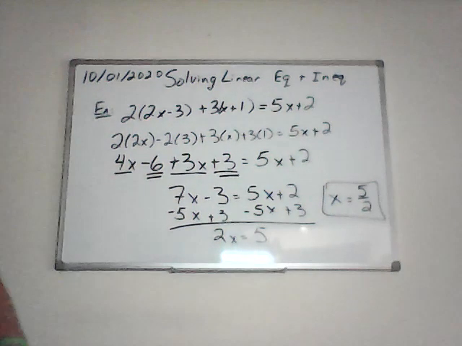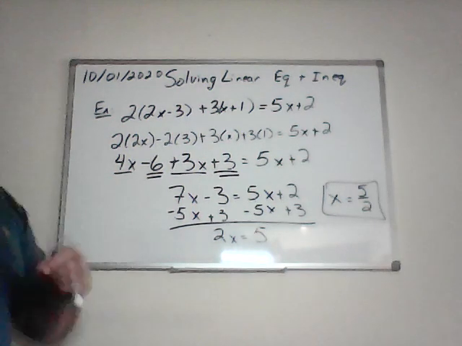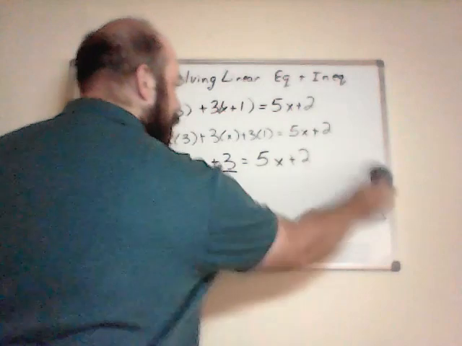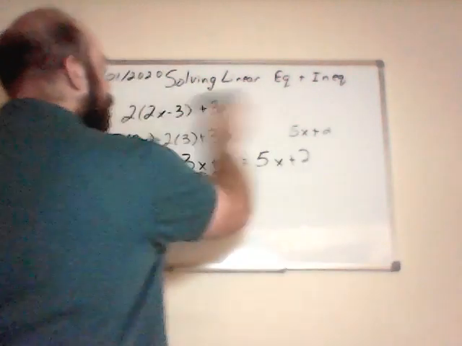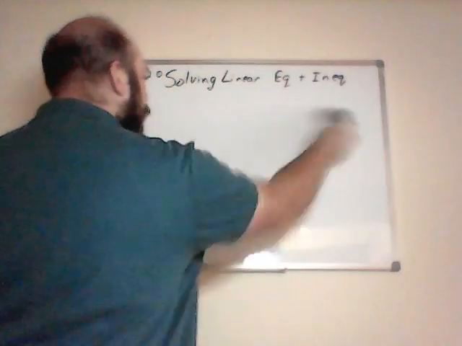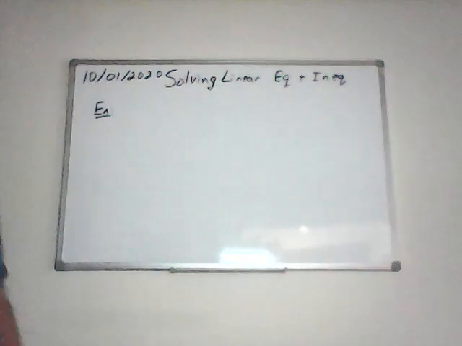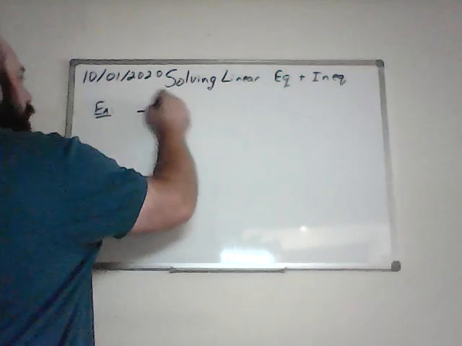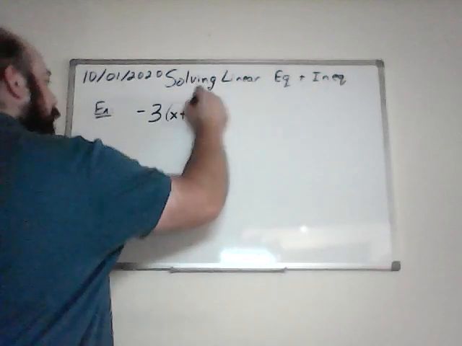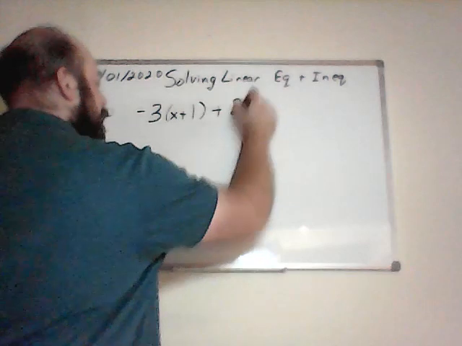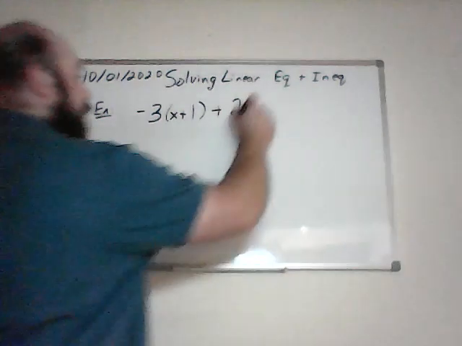So for the next 2 problems, I just want to look at going over inequalities. And as we're getting ready for this, we have to remember when we are doing inequalities, if we divide or multiply during the process of solving by a negative number, we have to switch the inequality. So let's take a look at this inequality. Negative 3 times x plus 1 plus 2 is less than or equal to 5x plus 6.